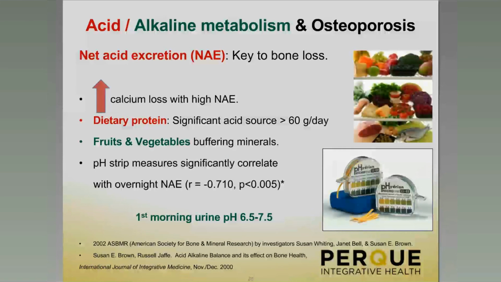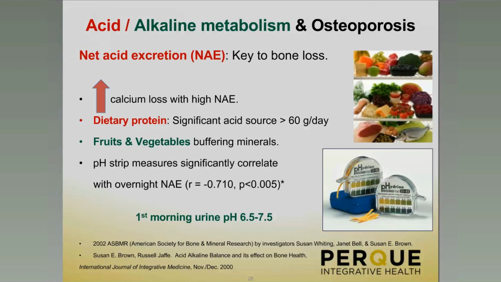Here we have a synthesis of acid-alkaline metabolism and its link to osteoporosis. Net acid excretion, NAE, is key to bone loss. You have an increase in calcium loss with high NAE. More acid in the urine means a lower pH below 6.5, indicating more loss of minerals that are induced by dietary protein, especially when you have more than 60 grams a day, as you would unless you're on a modified vegetarian or vegan diet. Fruits and vegetables, lentils, pulses, legumes, beans have lots of buffering minerals, and they're highly recommended.